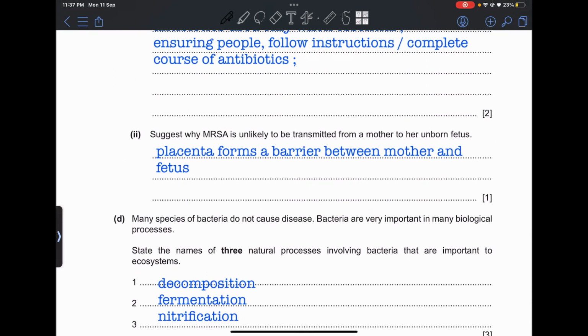Suggest why MRSA is unlikely to be transmitted from a mother to her unborn fetus. This is because the placenta forms a barrier between the mother and the fetus.